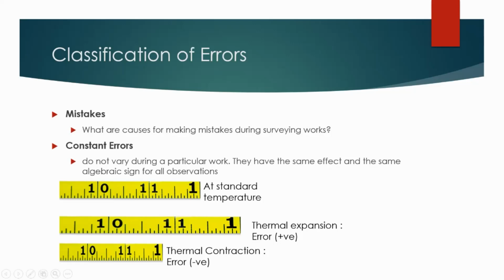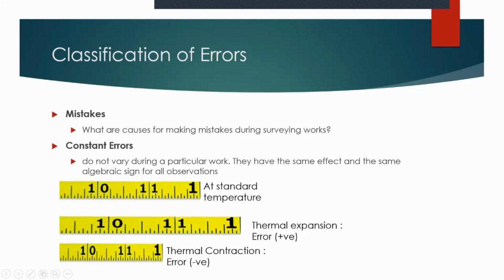Now, when it comes to constant errors, these constant errors do not vary during a particular work. They have the same effect and the same algebraic sign for all observations. Now, the constant error is a constant error, as the word explains to you. It will repeat the number of times that you do the measurements. Let's say if you're going to measure a distance with a tape which has a thermal expansion error, as you can see.